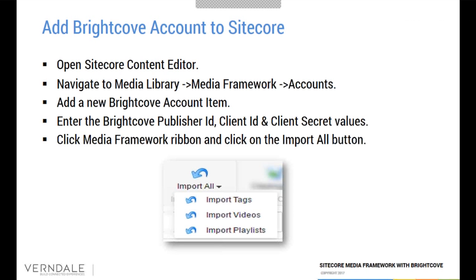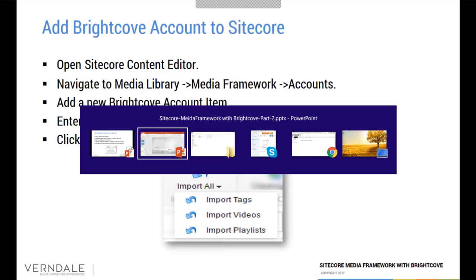So adding a Brightcove account to Sitecore is nothing but creating a new Brightcove account item, and we need three fields from Brightcove: publisher ID, client ID, and client secret. You create a Brightcove account item and input these three values, and once you save it, we have made the connection between Brightcove and Sitecore. Then we can perform all those import, export, or cleanup operations, or whatever we want to do. Let me show you how we can do it.